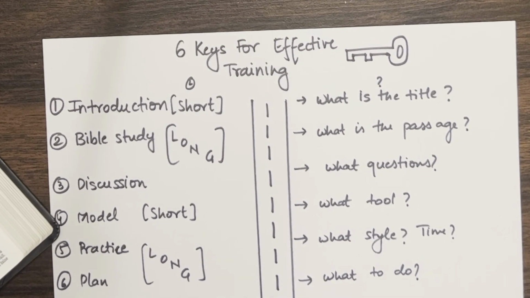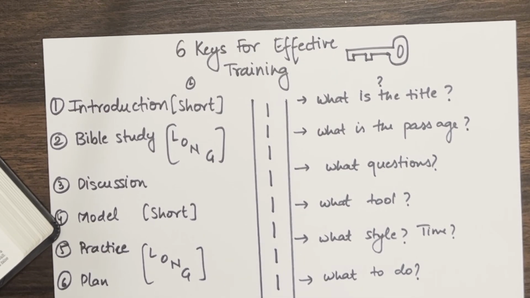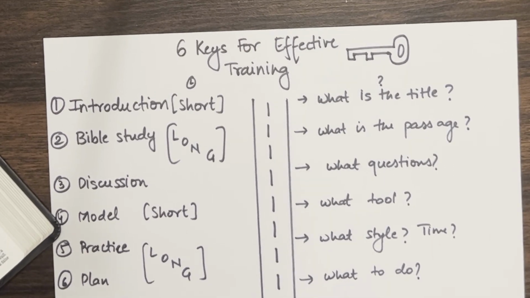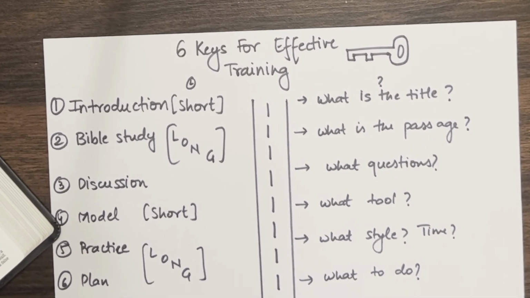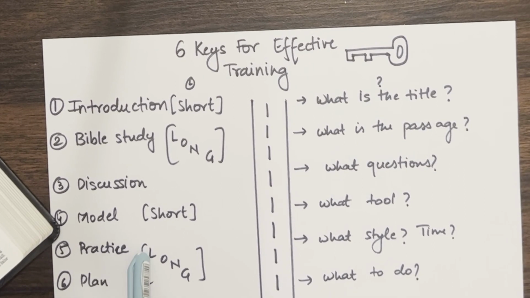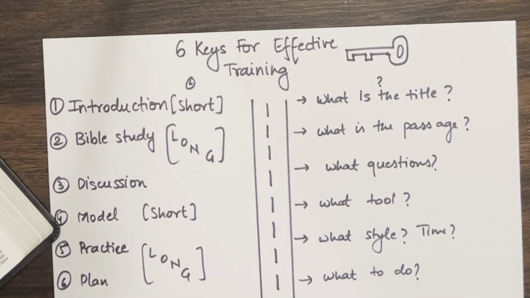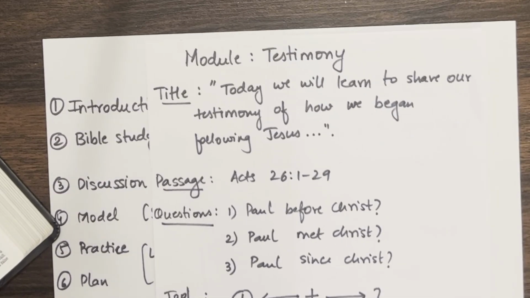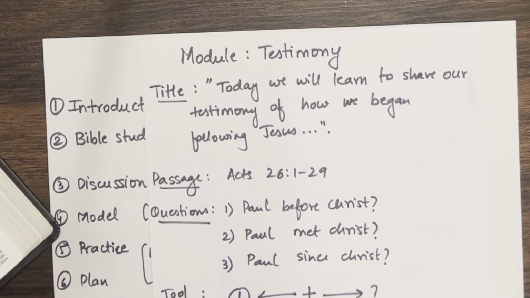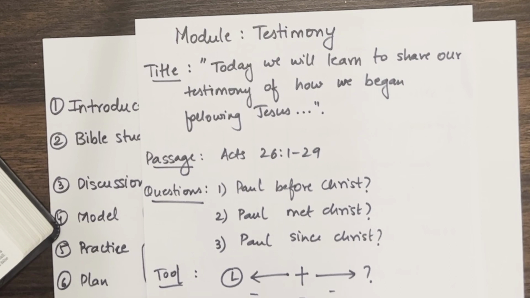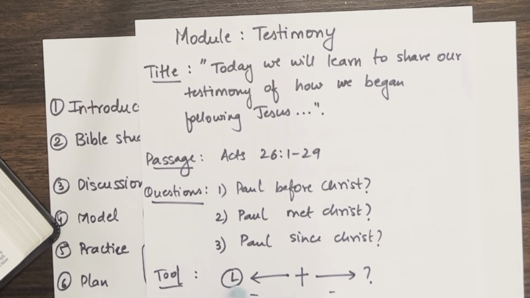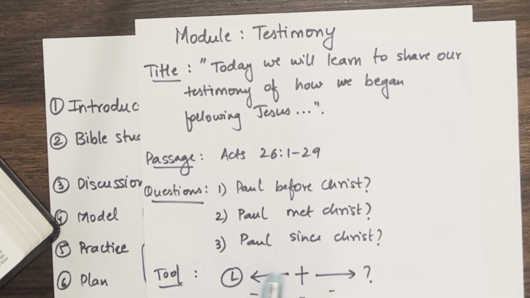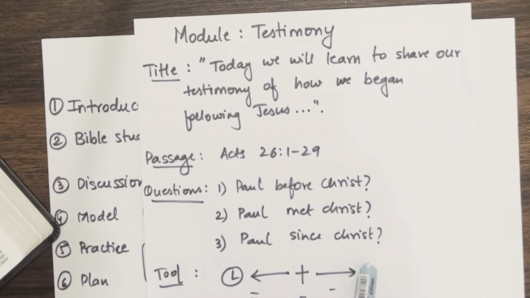So the next thing you want to do after they have a long time in the Bible passage asking questions is you want to get up and model something simple and memorable. And so the question here is, what is the tool? And when we go back to testimony, the tool in which we train them is we draw a clock and then an arrow before, and we put a cross in the center, an arrow forward, and then a question.